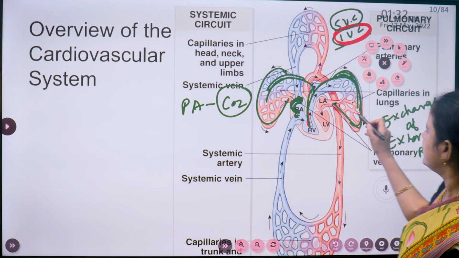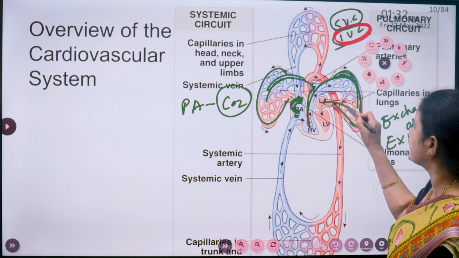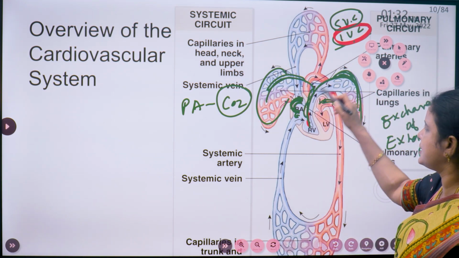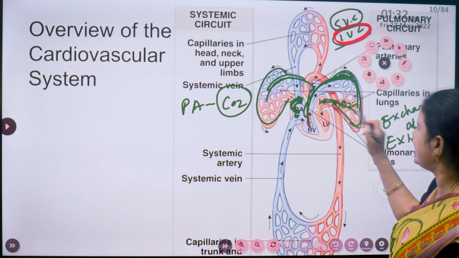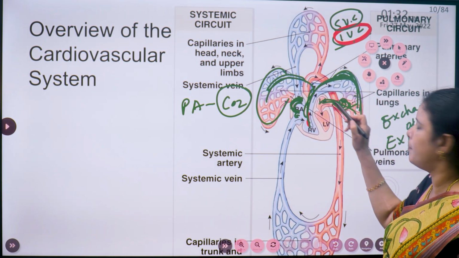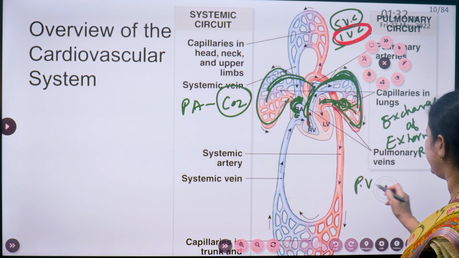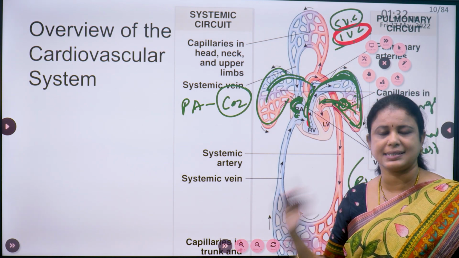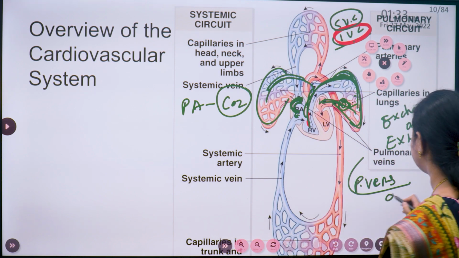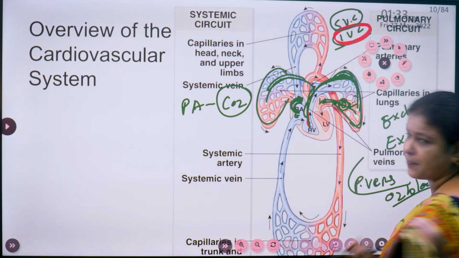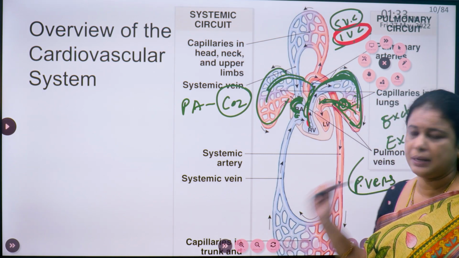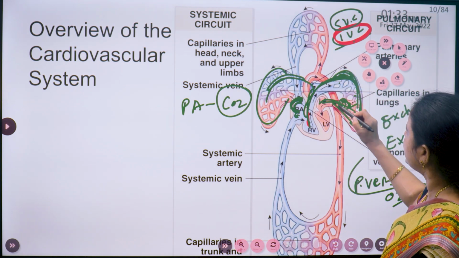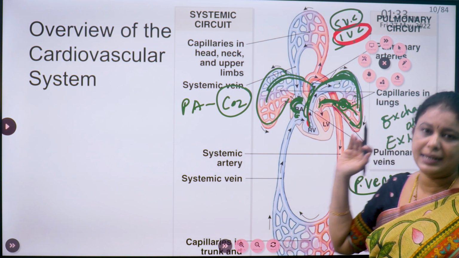After the exchange of gases, oxygenated blood will come back to the heart. Deoxygenated blood is pumped into the lungs, and from the lungs oxygenated blood comes back to the heart through the pulmonary veins. So pulmonary arteries carry deoxygenated blood, and pulmonary veins carry oxygenated blood. Usually all veins carry deoxygenated blood except the pulmonary vein, which brings oxygenated blood to the left atrium.